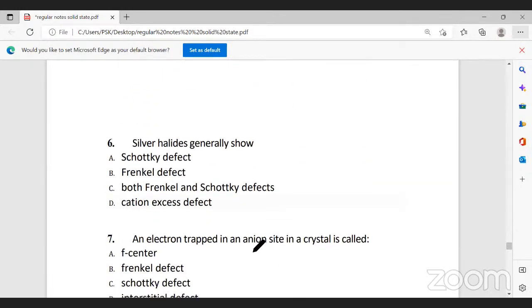The next one is: silver halides generally show what? A Schottky defect, Frenkel defect, both Frenkel and Schottky defect, or cation excess defect.